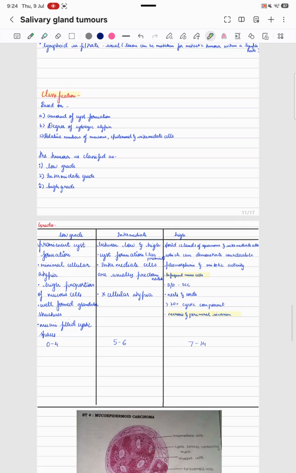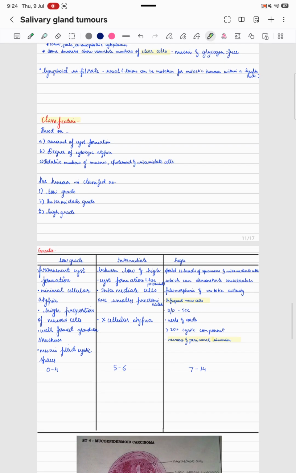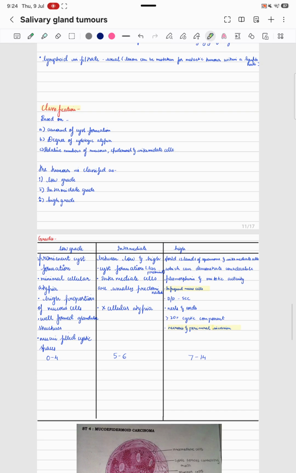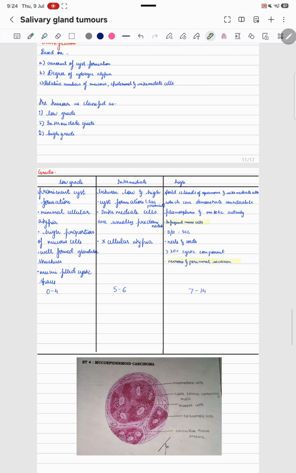Now classification. There is a classification of the tumors based on the histological type. Okay, the first is the amount of cyst formation. It is classified on the basis of amount of cyst formation, degree of cytological atypia, and relative number of mucous, epidermoid, and intermediate cells. So the tumor is classified as low grade, intermediate, and high grade.